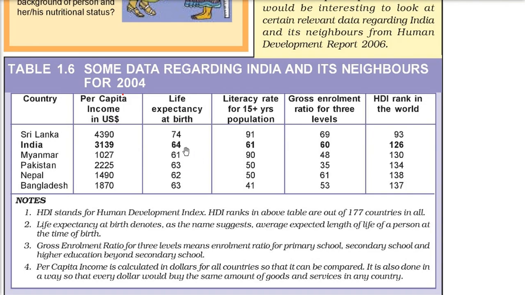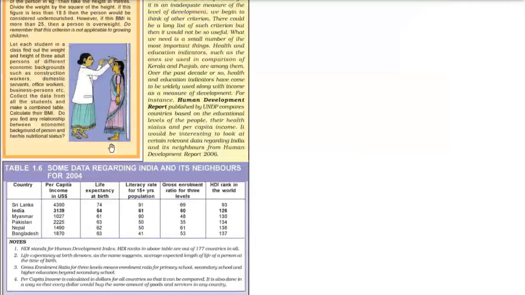Then you see that Nepal is not very far behind India in life expectancy at birth, and the literacy rate also is not very less. So Nepal, which may be behind in terms of per capita income, is almost equivalent to us in other things, and Sri Lanka is way far. If you see the size and the location and other resources of Sri Lanka, it's not having that much which India has.